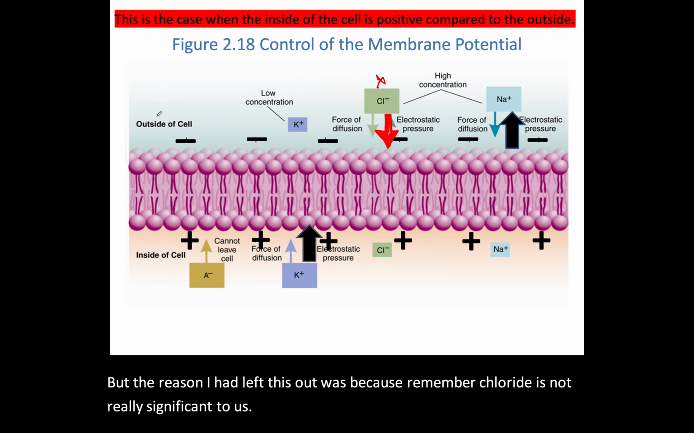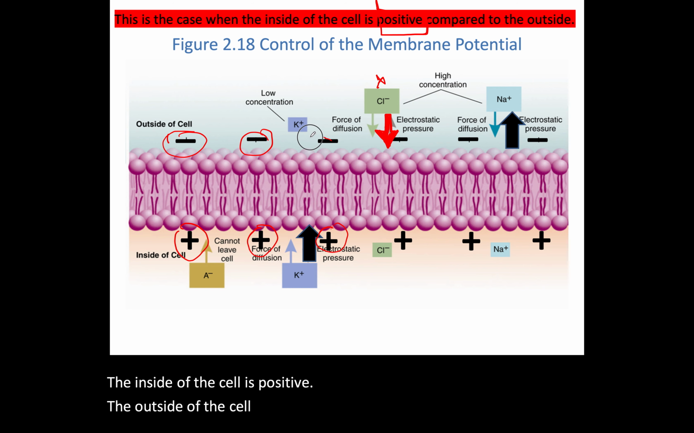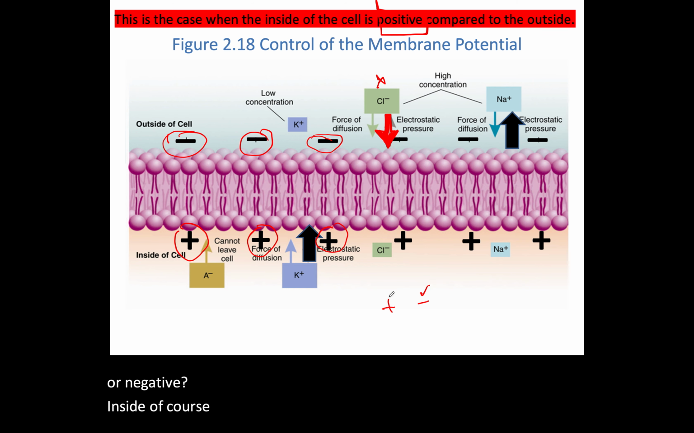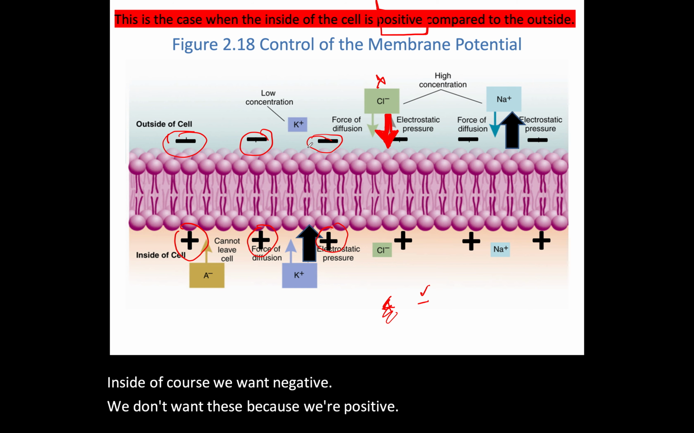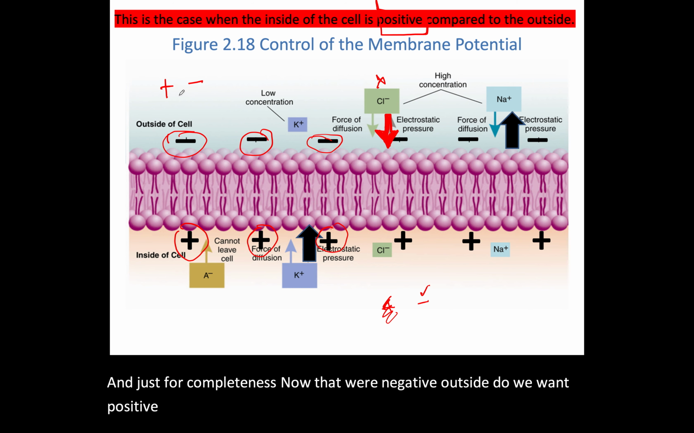So what changed is now we're positive, positive, positive. The inside of the cell is positive, the outside of the cell is negative. Now that we're positive inside, what kind of particles do we want? Positive or negative inside? Of course, we want negative. We don't want these because we're positive. And just for completeness, now that we're negative outside, do we want positive ions or negative ions? Of course, we want positive ions out here. Opposites attract.